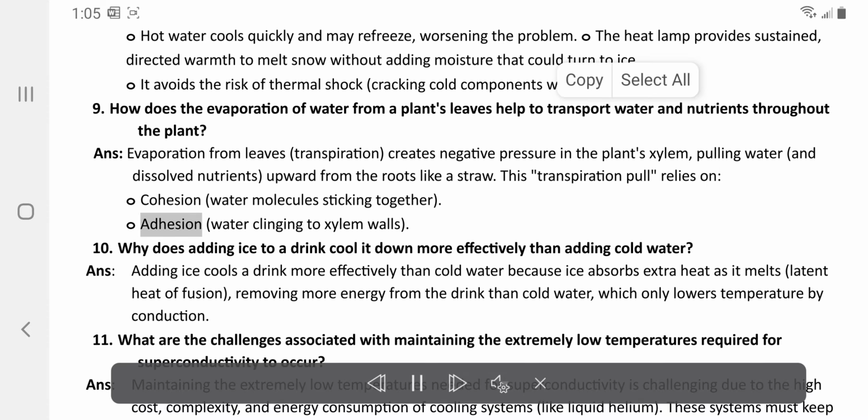Why does adding ice to a drink cool it down more effectively than adding cold water? Answer: adding ice cools a drink more effectively than cold water because ice absorbs extra heat as it melts, the latent heat of fusion, removing more energy from the drink than cold water, which only lowers temperature by conduction.